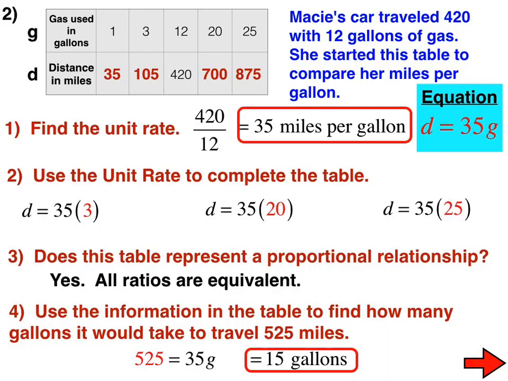And again, I was starting to talk about this before. Checking your answer. 525 is between 420 and 700, right? So your answer of gallons better be between which numbers? 12 and 20. Is 15 between there? Yes. So our answer makes sense.